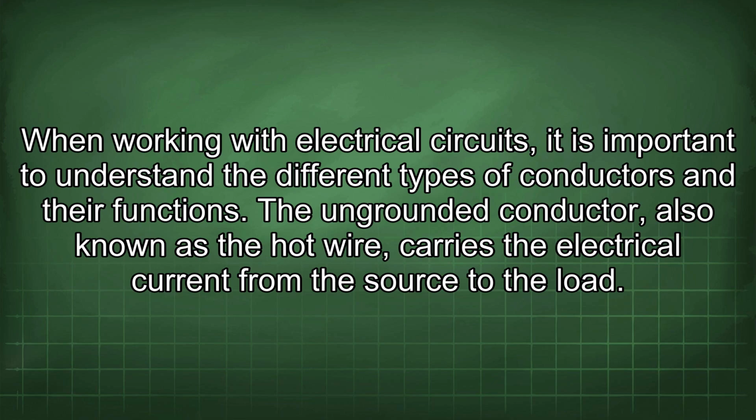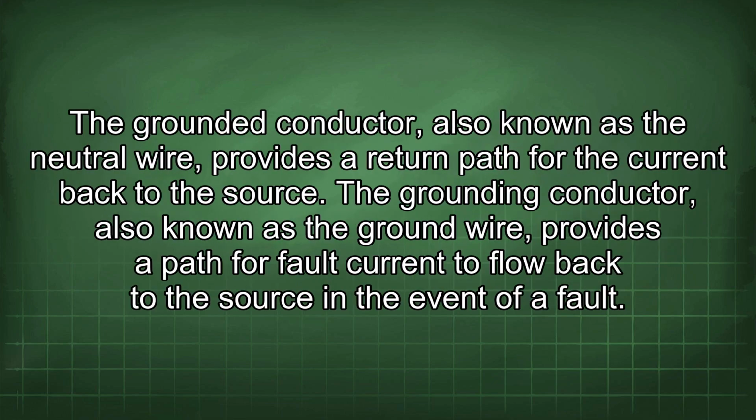When working with electrical circuits, it is important to understand the different types of conductors and their functions. The ungrounded conductor, also known as the hot wire, carries the electrical current from the source to the load. The grounded conductor, also known as the neutral wire, provides a return path for the current back to the source.